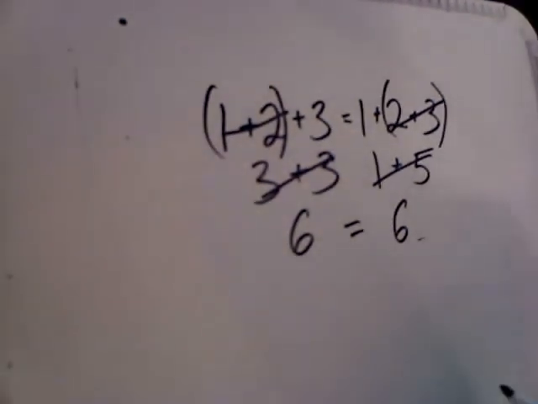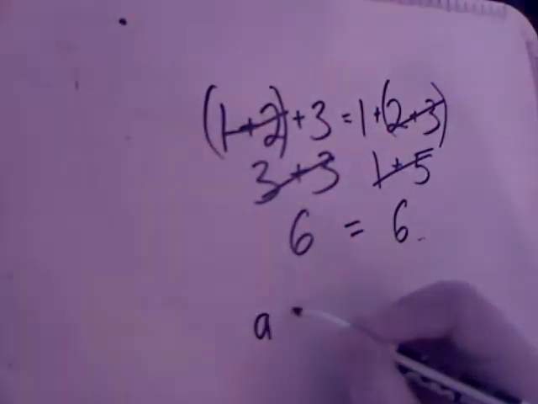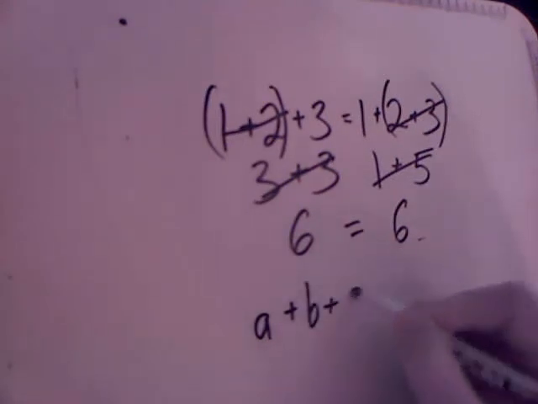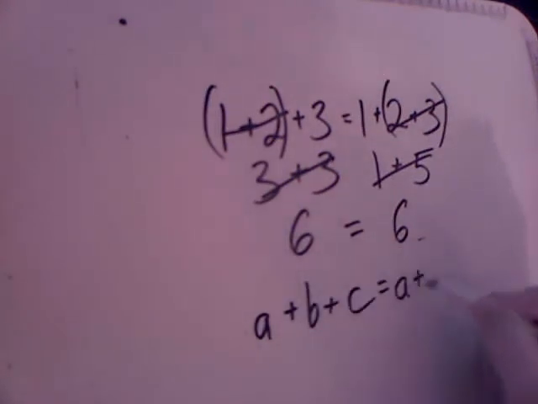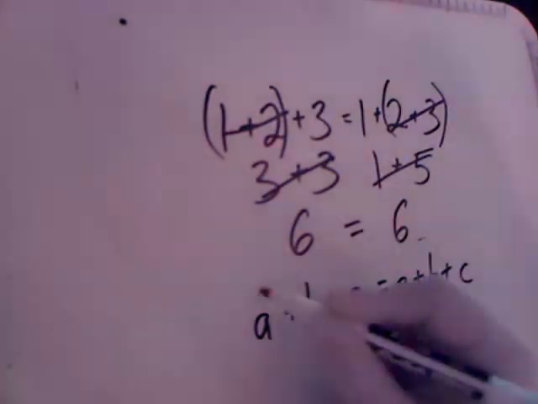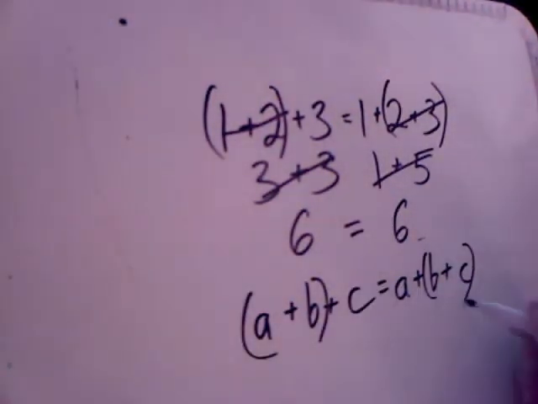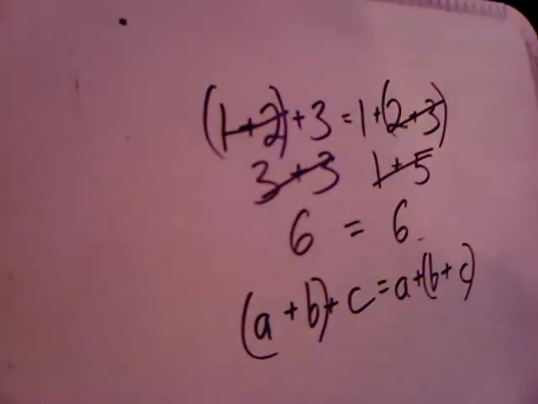You might also see it using variables, which would be A plus B plus C equals A plus B plus C, with the parentheses in different areas. And you can't solve this anymore because you don't know what these numbers mean. This also works in multiplication.